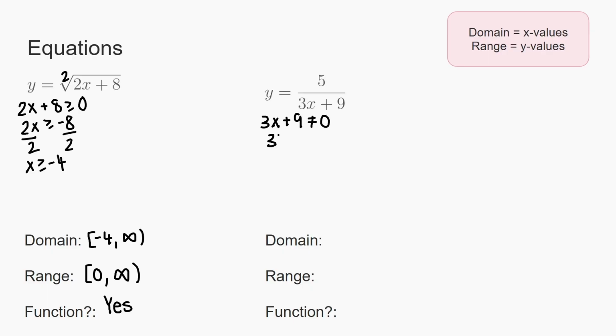Which means 3x cannot equal -9. Divide both sides by 3. And x cannot equal -3. Your domain is anything but -3. Your domain goes from -infinity to -3. We make sure to use a parentheses here because -3 is not included. We go from -3 to positive infinity.